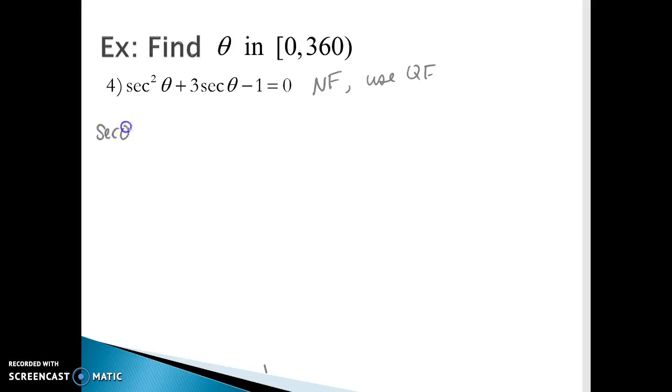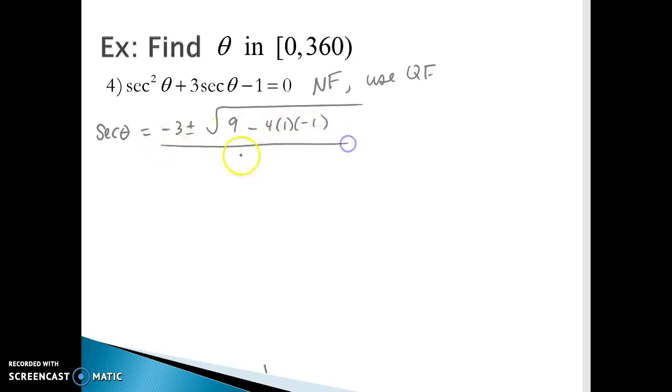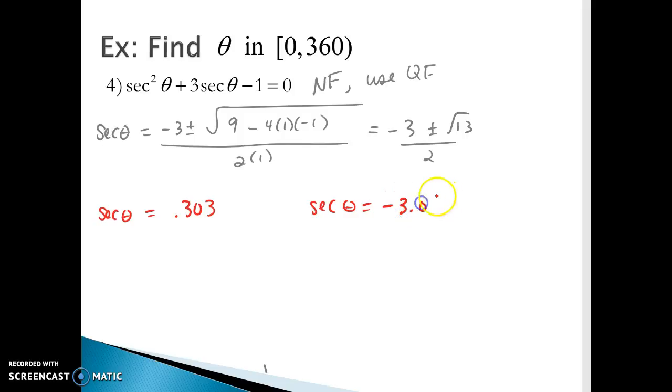So we can say that secant theta equals, we do the opposite of b, so negative 3 plus or minus the square root of b squared, so 9, minus 4 times a times c, all divided by 2a. If we go ahead and solve this, this is going to give us two different decimals. Those decimals are that the secant of theta equals 0.303 and the secant of theta equals negative 3.303.